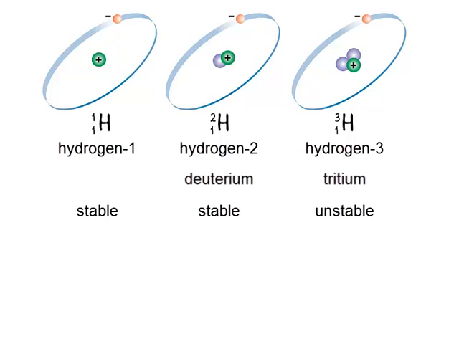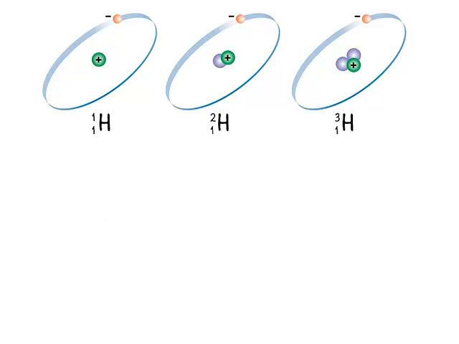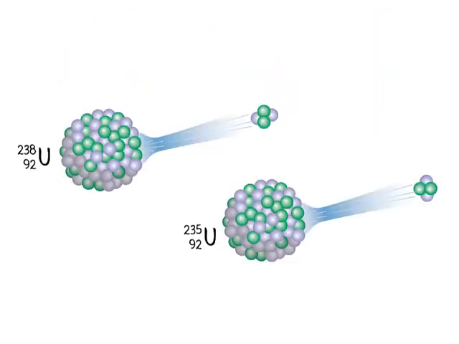This is the radioactive isotope of hydrogen. The three isotopes of hydrogen have different numbers of neutrons in the nucleus. The varying number of neutrons changes the mass of the atom, but not its chemical properties. The common isotope of uranium is uranium-238, or U-238 for short. It has 92 protons and 146 neutrons in its nucleus.